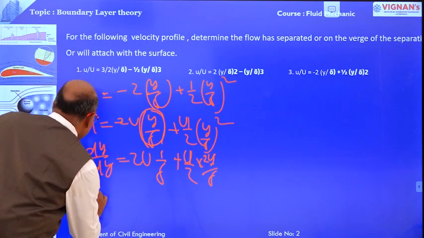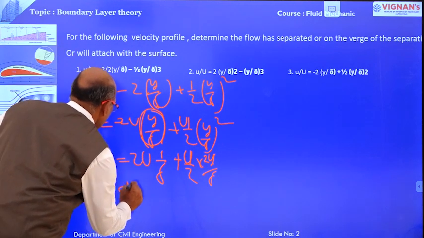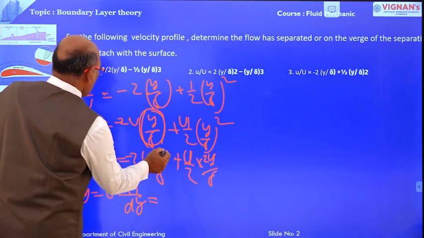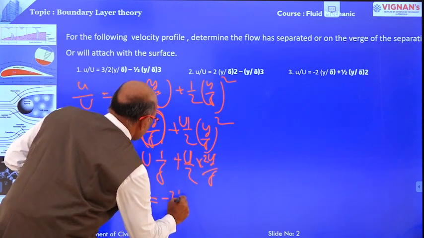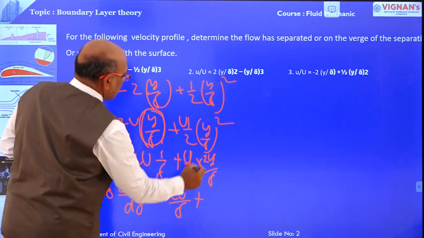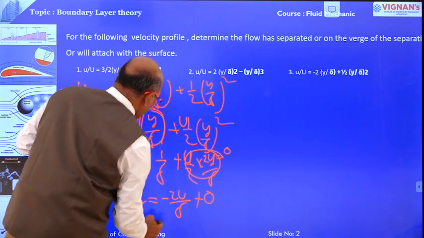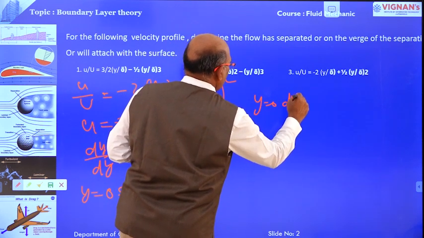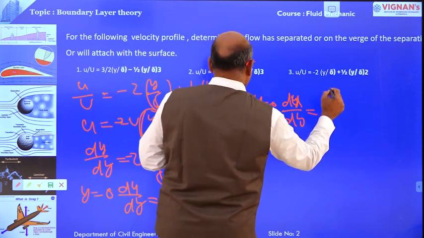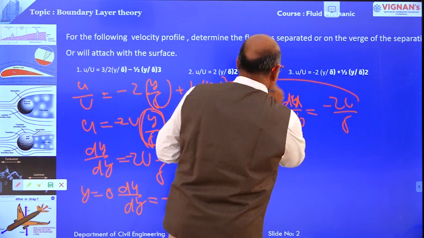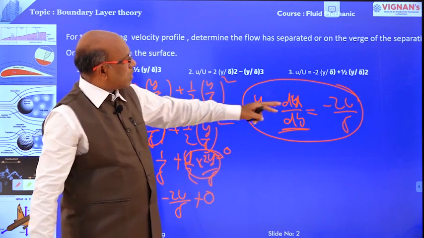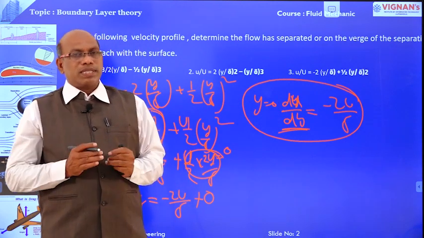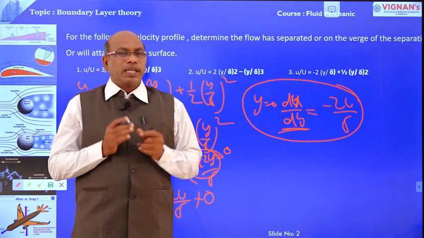Now at y equal to 0, du by dy is equal to minus 2U by delta. Here there is no y term, and in the other term, y equal to 0, so automatically this entire term is 0. Therefore, du by dy at y equal to 0 is minus 2U by delta. Here the velocity gradient at y equal to 0 is a negative value. With a negative velocity gradient, boundary layer separation automatically takes place. This is about boundary layer separation theory and the related problem.